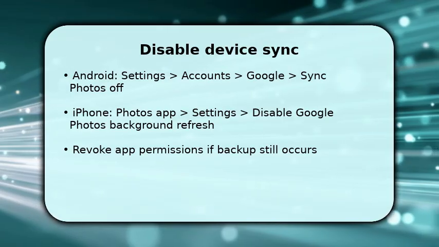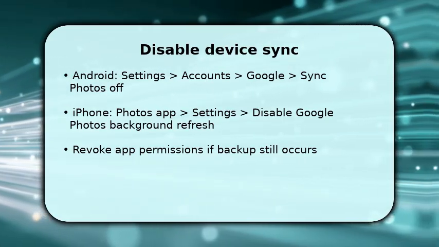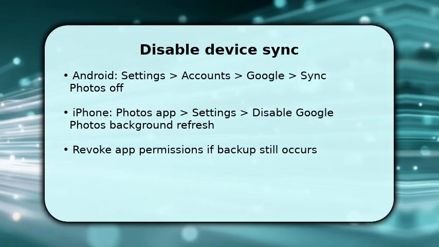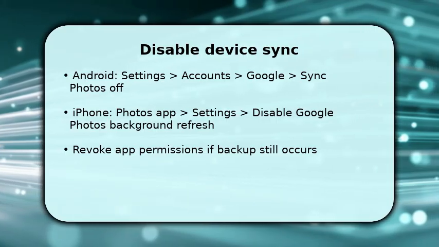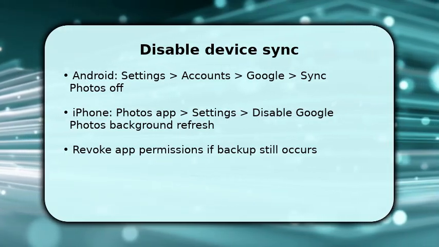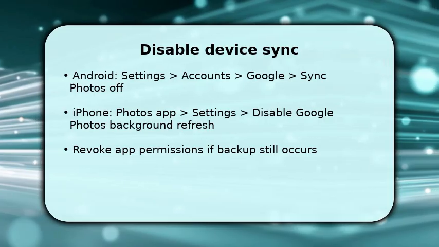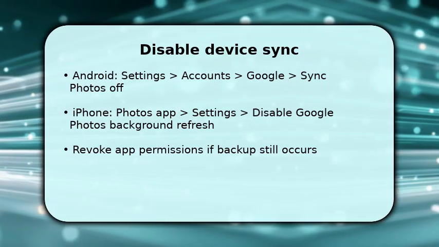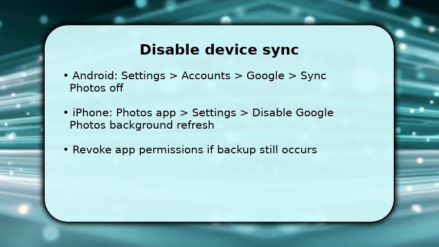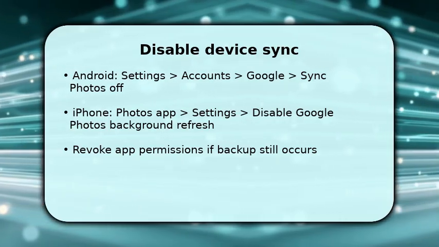On Android, open Device Settings, Accounts, Google, choose the account, and turn off Photos or Drive Sync. On iPhone, disable Background App Refresh for Google Photos and confirm the app has no permission to access your camera roll for uploading. If the app keeps backing up, revoke storage or photos permissions in the OS and relaunch the app to ensure the changes take effect.